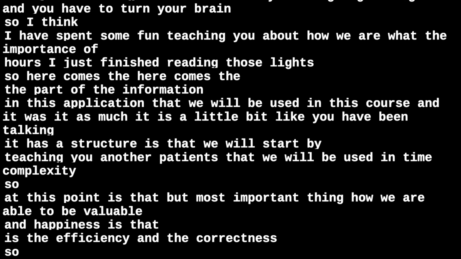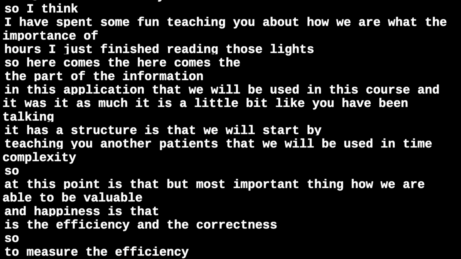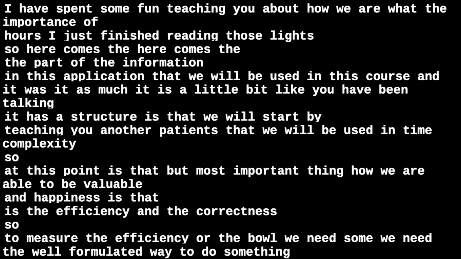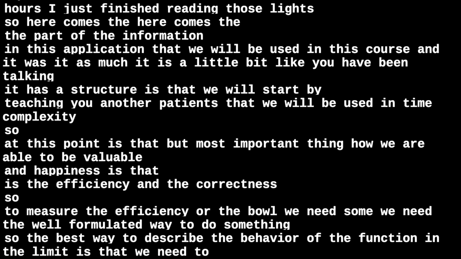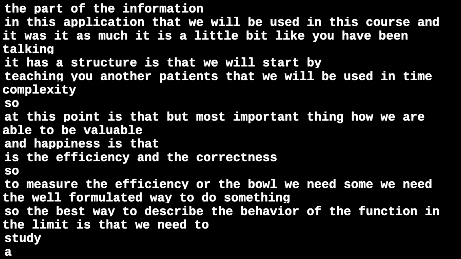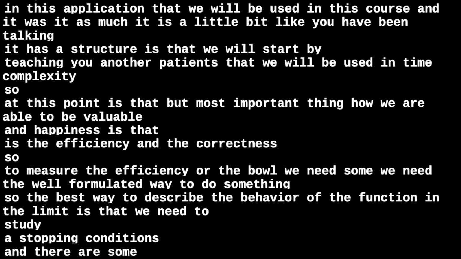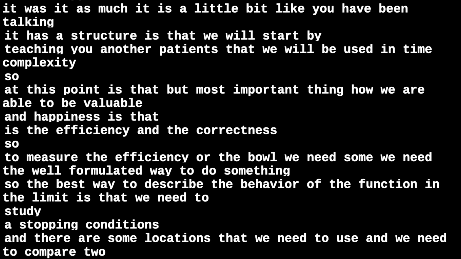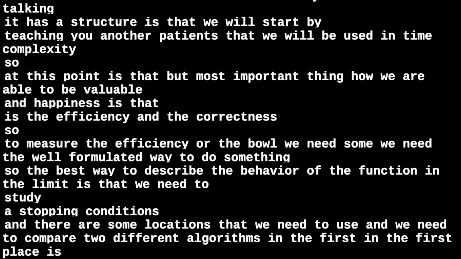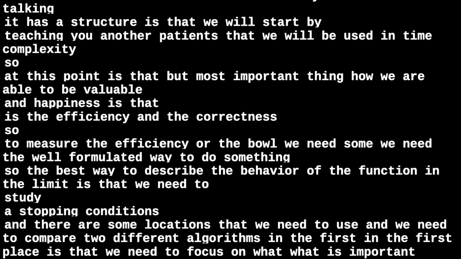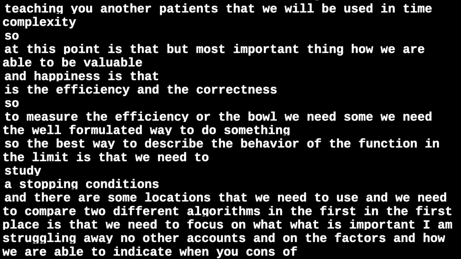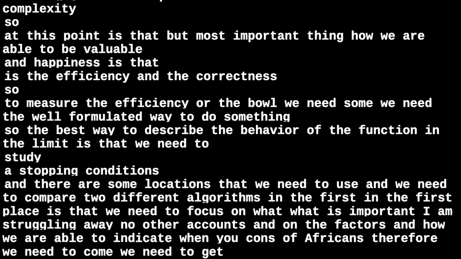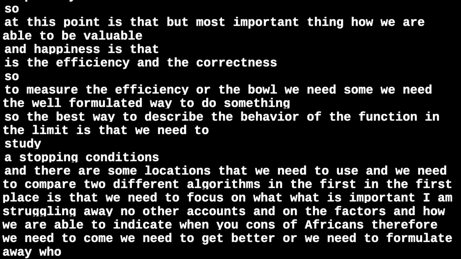To measure the efficiency or performance of an algorithm, we need a well-formulated way to do so. The best way to describe the behavior of a function in the limit is to study asymptotic efficiency, and there are some notations we need to use to compare two different algorithms. We need to focus on what is important by abstracting away low-order terms and constant factors, and on how to indicate certain kinds of algorithms. Therefore, we need to formulate a way to compare the sizes of these functions.